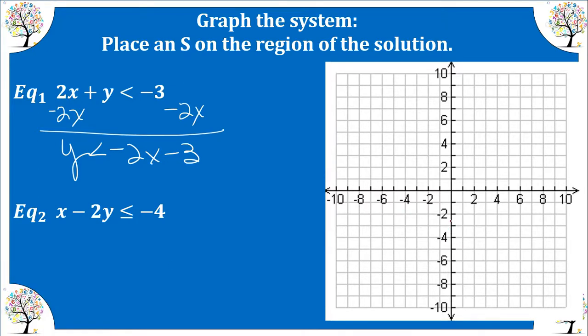We're going to start at 0, negative 3. We're going to go down 2 and to the right 1, or up 2 and left 1. Our solutions do not include the equal part, so I'm going to have an open or dashed boundary line. It says y is less, so that means below.